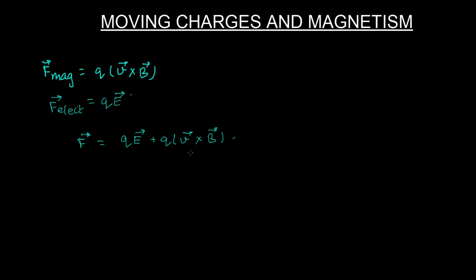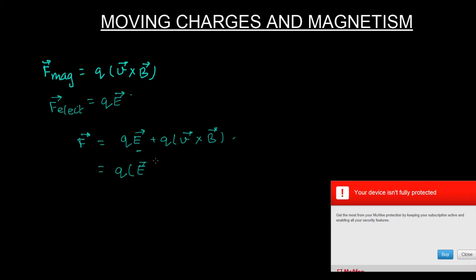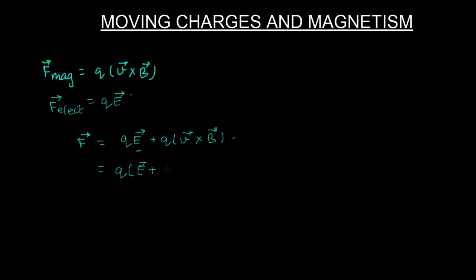This magnetic force is choosy about whether the charge is moving, but the electric field is not, right? So the force that it exerts on a moving charge or a stationary charge remains the same irrespective of its velocity. Now this can be written as Q times (E plus V cross B). This is called the Lorentz force.